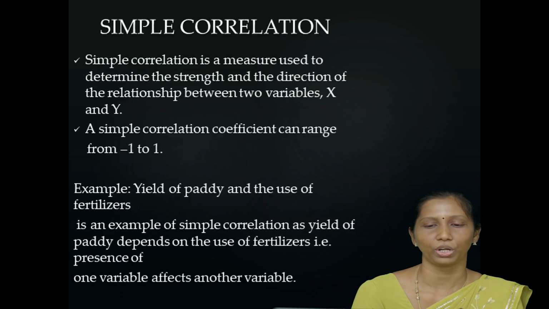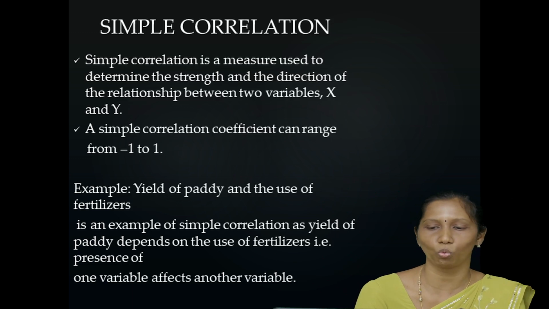Now let us see what is simple correlation. Simple correlation is used to determine the strength or direction of the relationship between two variables, x and y. In the positive correlation, we denote the symbol R for correlation.